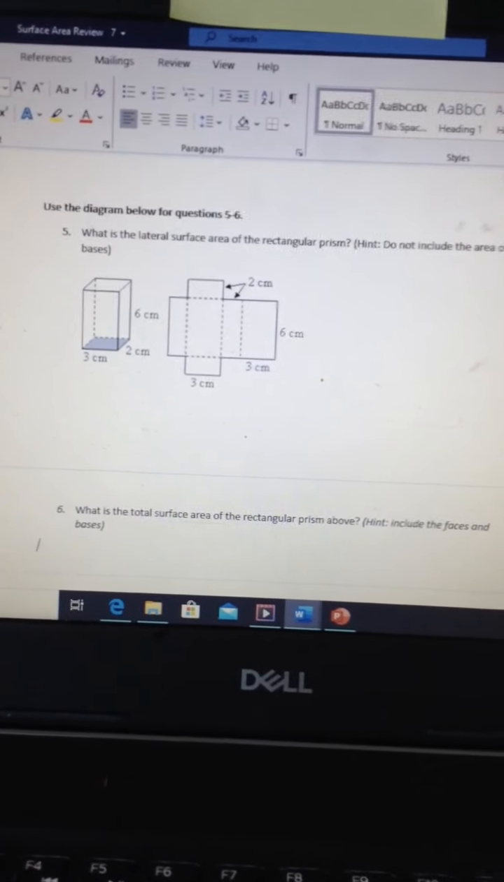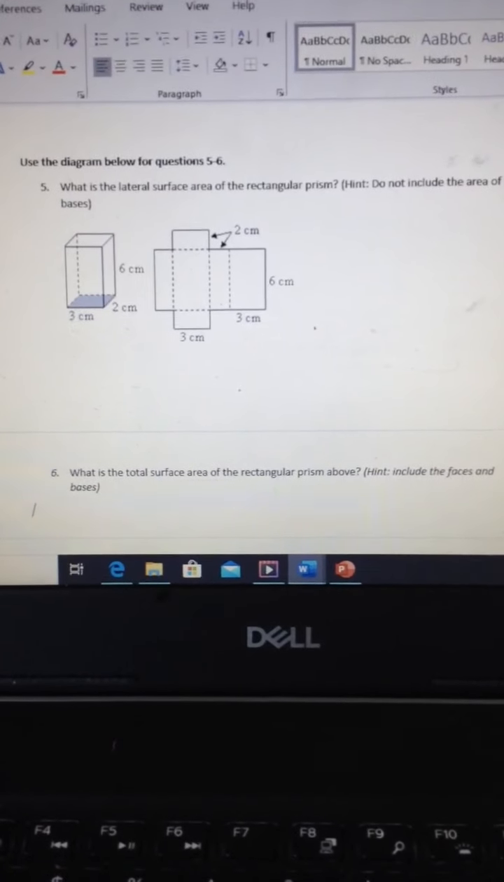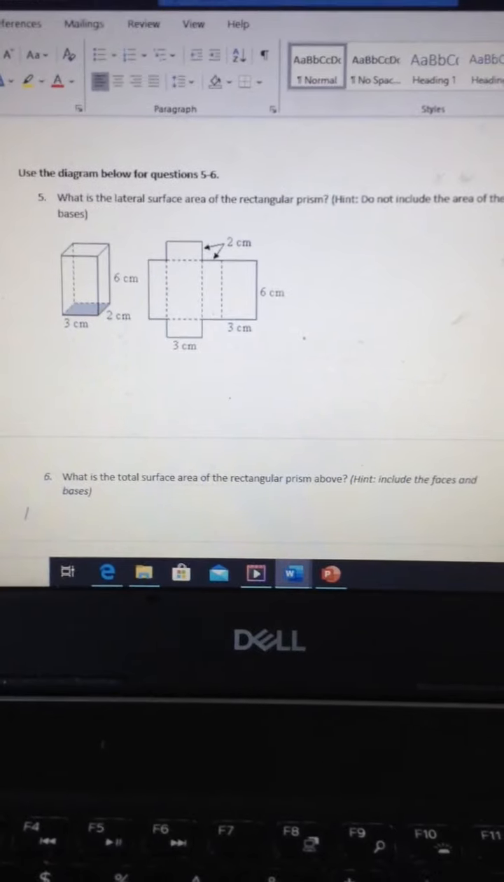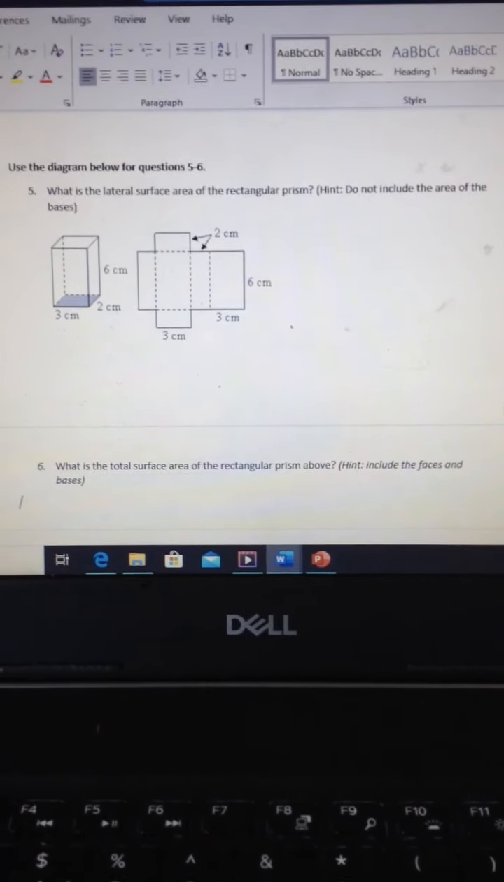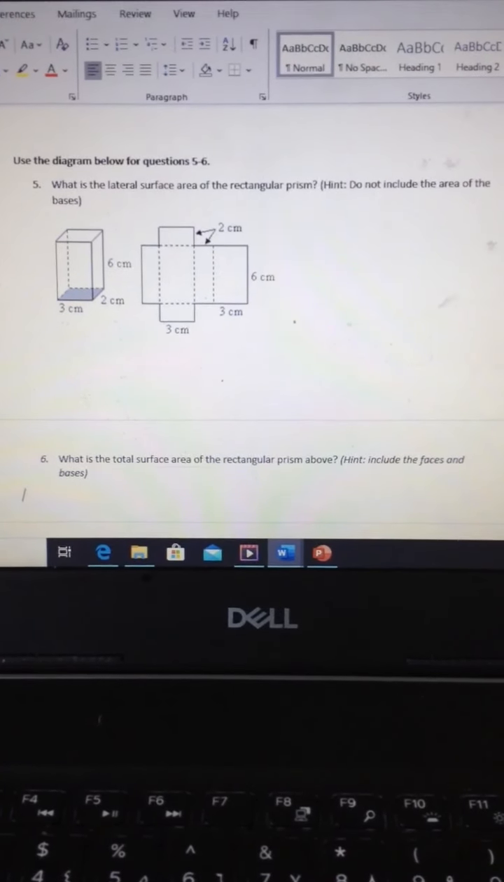Also be sure to use the reference chart titled Formula Chart. You have all of your formulas on that page, so use that as a guide. I also sent you some links on Khan Academy, so please refer to those videos if you need extra examples.